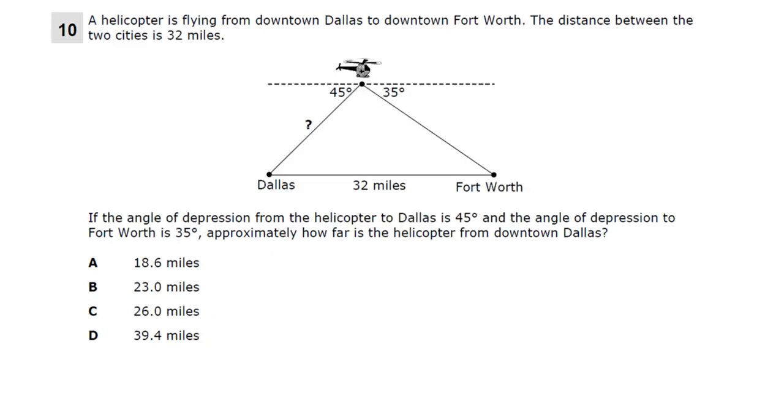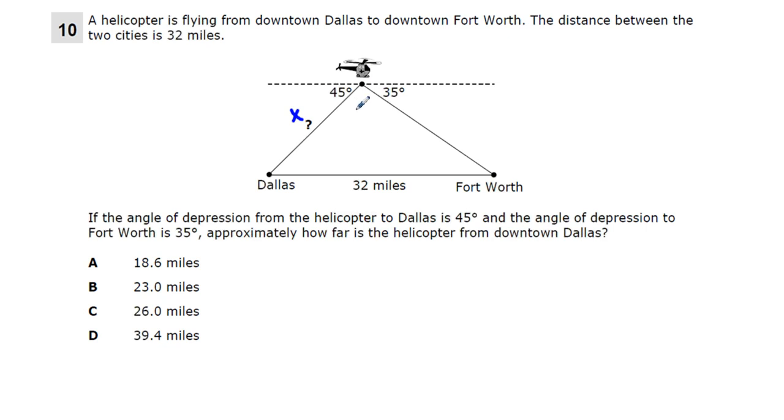Let's go on to number 10. A helicopter is flying from downtown Dallas down to Fort Worth. The distance between two cities is 32 miles. If the angle of depression from the helicopter in Dallas is 45 degrees and the angle of depression in Fort Worth is 35 degrees, how far is the helicopter from downtown Dallas? So we want this distance right here by the question mark.